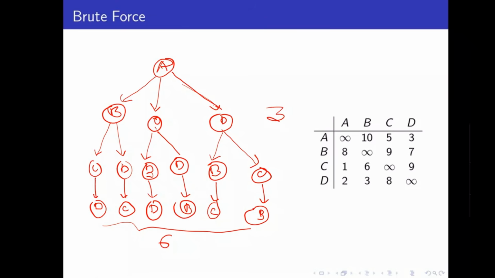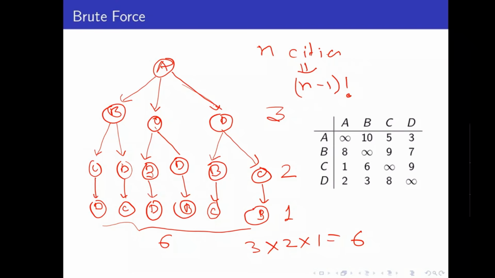How will we get that? First level will have 3 nodes. Next level 2 nodes. Each node will have 2 children. Next level each node will have 1 children. So 3 into 2 into 1 is 6. In general, if you have n cities, how many tour will be there? N minus 1 factorial. So which is exponential.